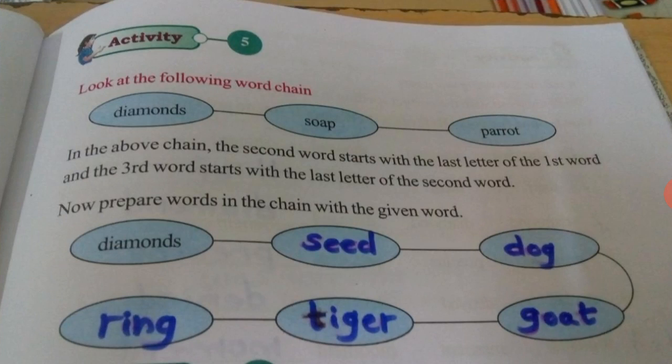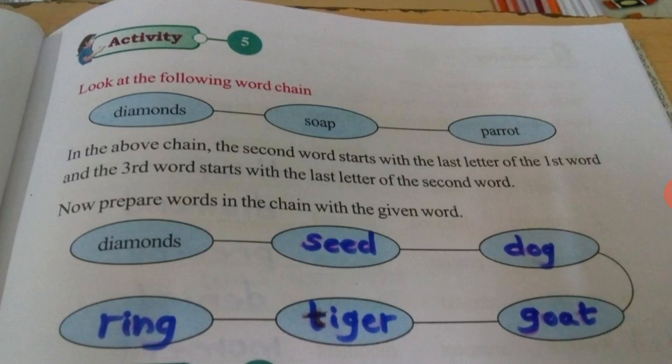Tiger. Tiger ends with R. So tell me a word that starts with R. Rose. Like that, from the given word you have to form a new word, and you have to link up all these words like a chain. That is called a word chain.